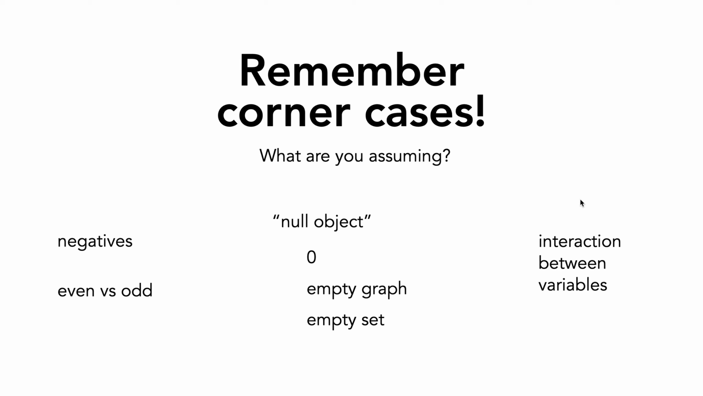So the general skill you should be practicing is making sure you're aware of what you're assuming and constantly questioning your assumptions so you can catch those corner cases on your own.